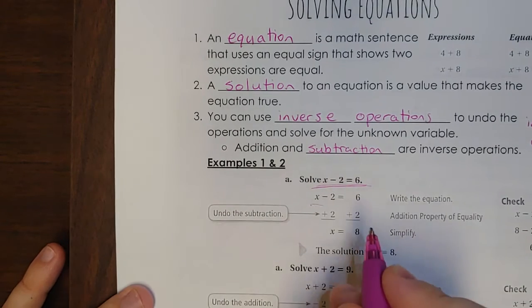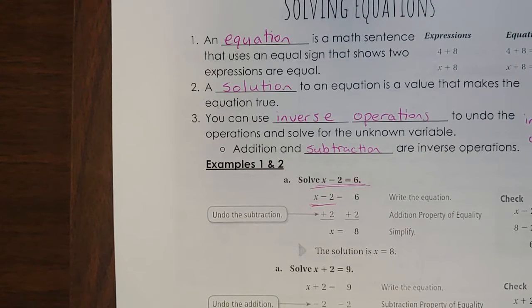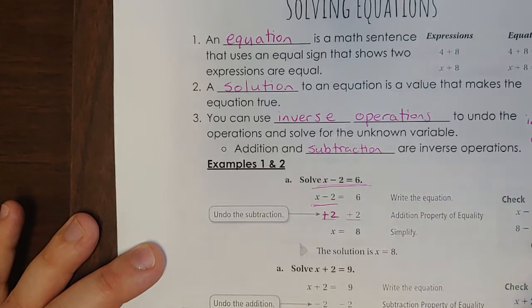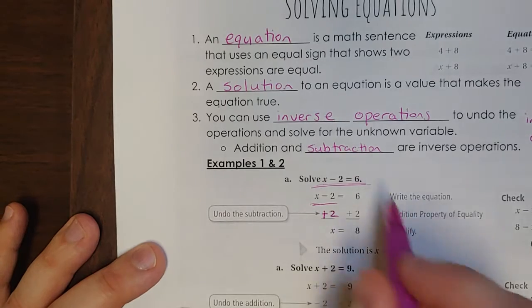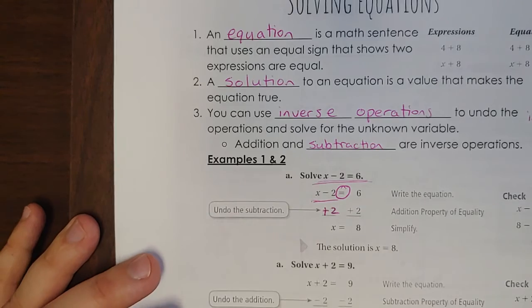Right now x has a -2 attached to it, right? So what is the opposite of -2? Add 2, right? So we're just going to add 2. To undo the subtraction, we're going to add 2. But what is this symbol in between called? That's an equal sign.